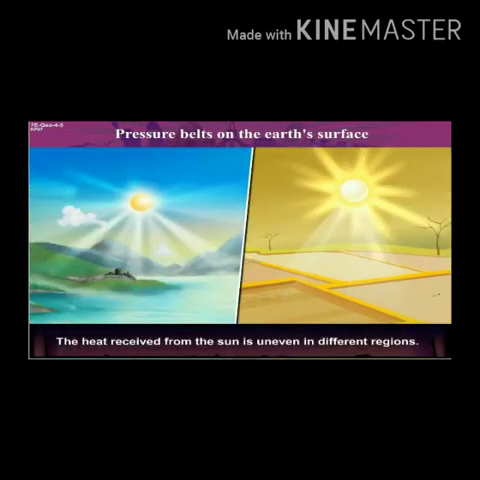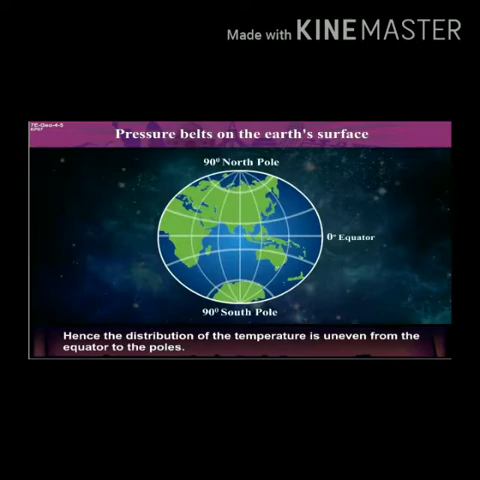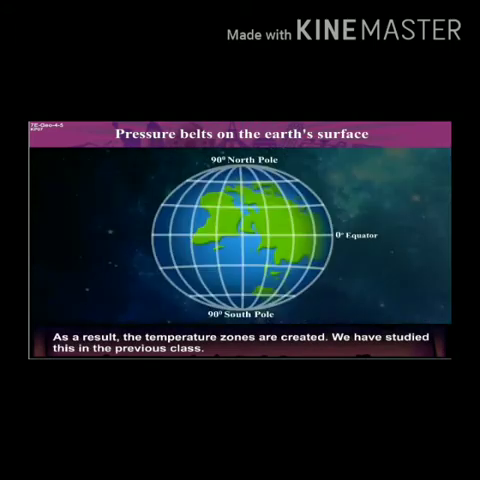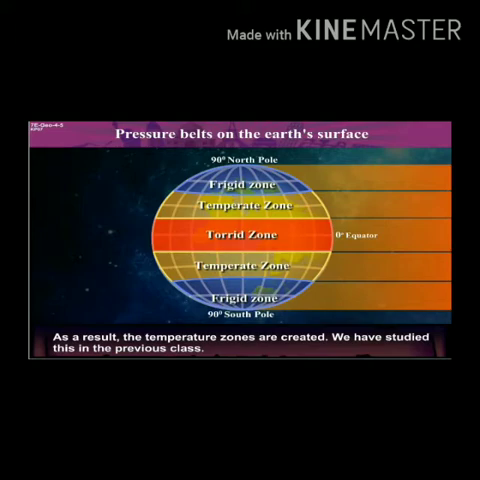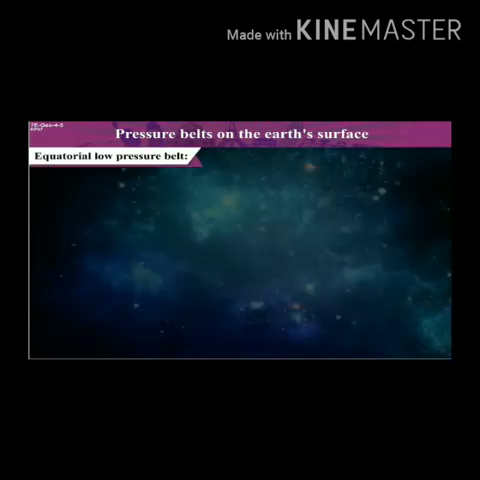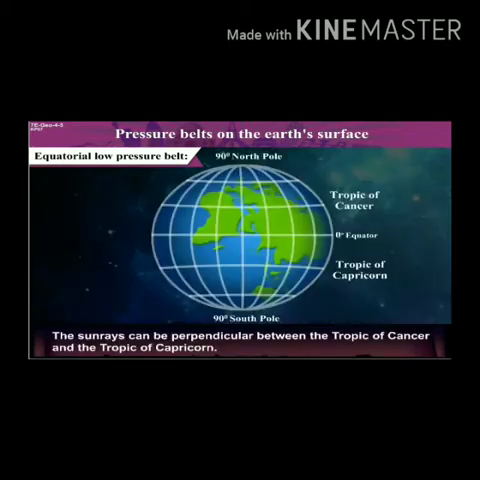The heat received from the sun is uneven in different regions. Hence, the distribution of the temperature is uneven from the equator to the poles. As a result, the temperature zones are created. We have studied this in the previous class. Now we will see the equatorial low pressure belt.